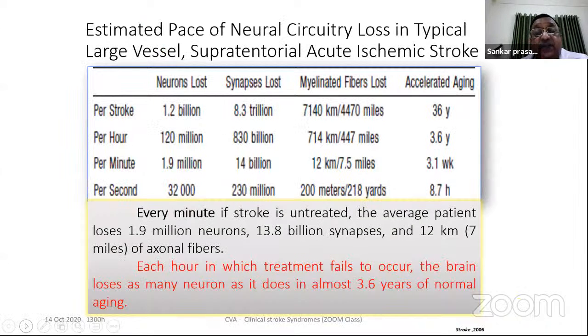Now, what is the loss to the individual? For each hour in which treatment fails to occur, the brain loses as many neurons as it does in almost 3.6 years of normal aging. That means every minute that stroke is untreated, the average patient loses 1.9 million neurons, 13.8 billion synapses, and 12 kilometers of axonal fibers, causing a devastating effect on the function of the individual. That's why now time is brain, and we have to treat as early as possible.